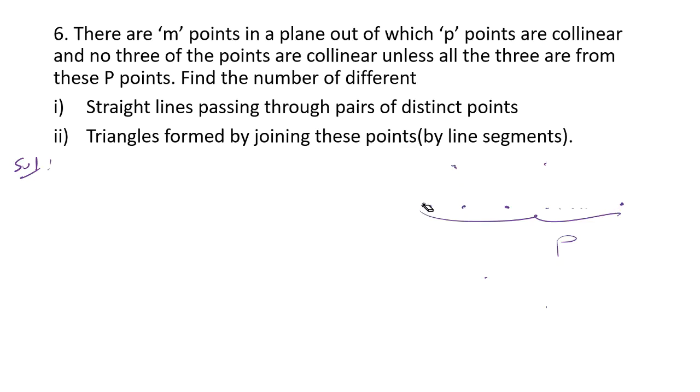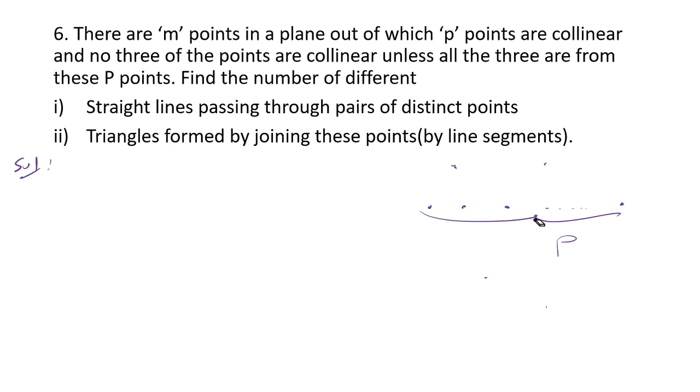So if I join these 2 points with a straight line, it will pass through all the points. If I join the second point and third point, then it will pass through all these p points. So this is the information that they have given. There are m points in a plane. Out of those m points, p points are collinear, and the remaining are not collinear.